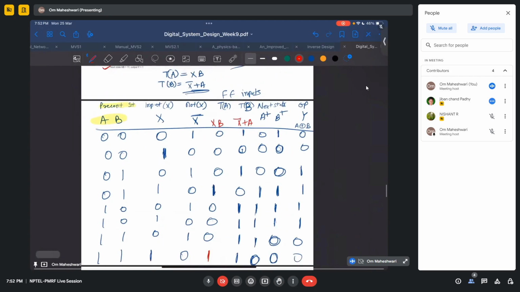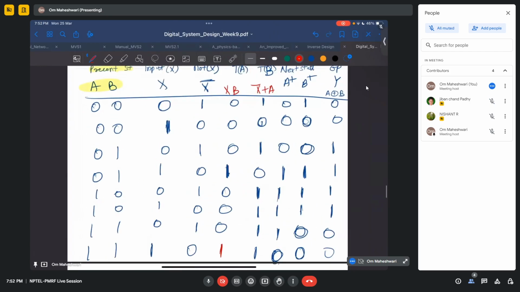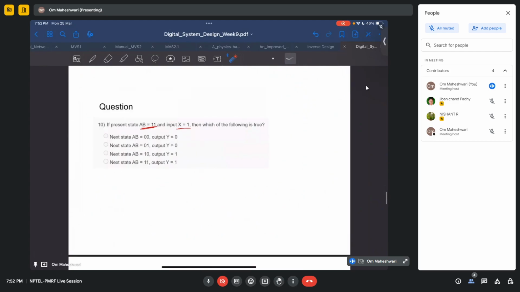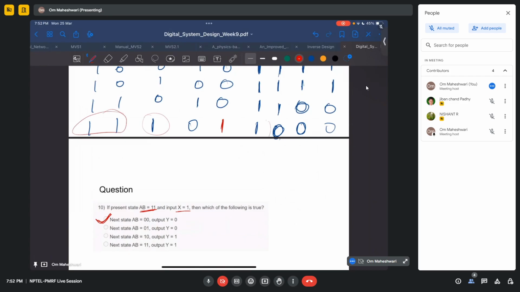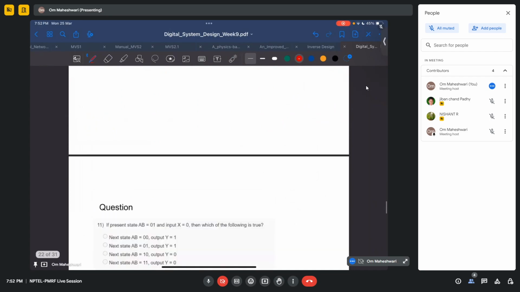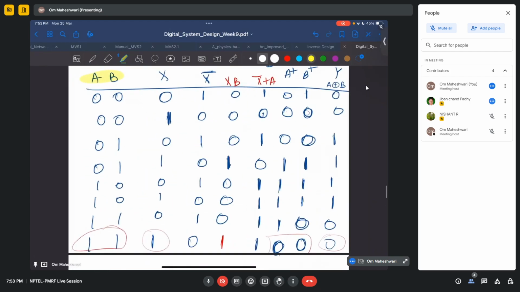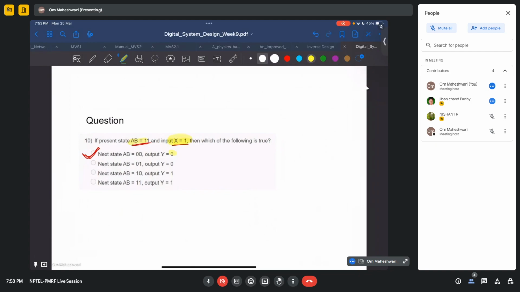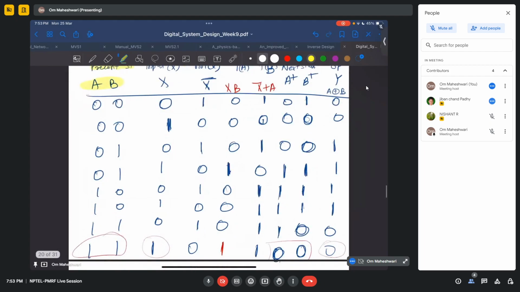Okay, so 2-3 questions बचे हैं which are based on this table only, so उनको भी कर लेते हैं एक बार. If present state is 1 1, input is 1, so present state this is 1 1, input is 1, so next state is 0 0, output is 0. So option A, right? Present state is 1 1, input is 1. Next state is 0 0, output is 0. Present state is 0 1. Yes. See this one. Output is 1. Yeah, okay. Input is 1, output is 0. Next state is 0 0.